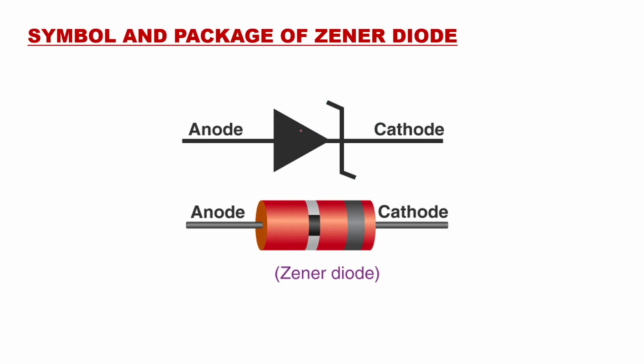In this symbol you can see there is an arrow, same as in your PN junction diode, and then you have a bar here. Only in this bar, you can see the bar is bent here and here, and it takes a shape like Z. So this is a symbol like Z.